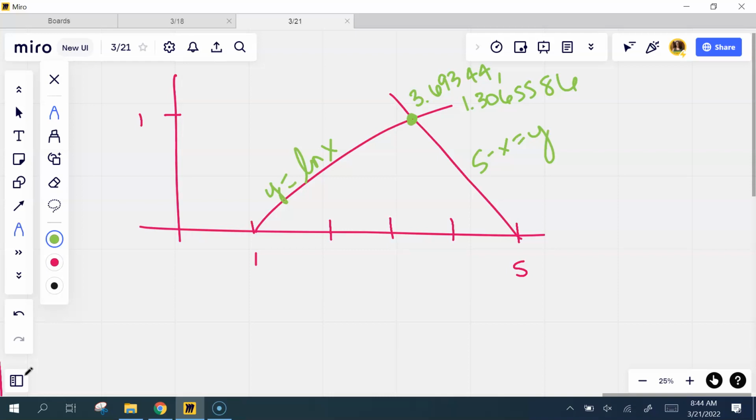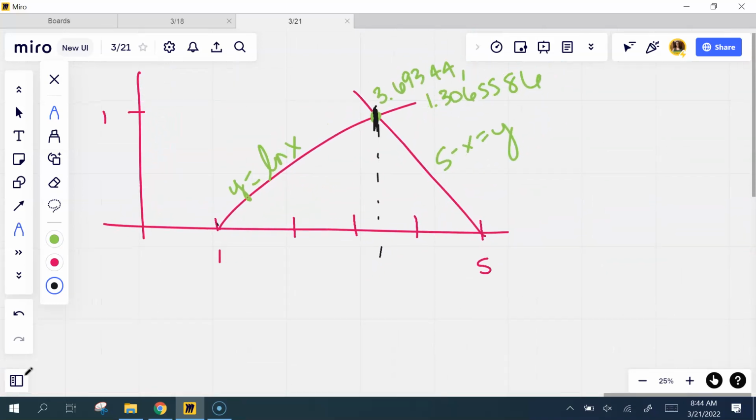So you could have done this two ways. I think you split it up and kept it with respect to X. So if you did that, you had to do two different integrals. Okay, if you wanted to keep it with respect to X, you had to do two integrals. So you would go from 1 to 3.69344.